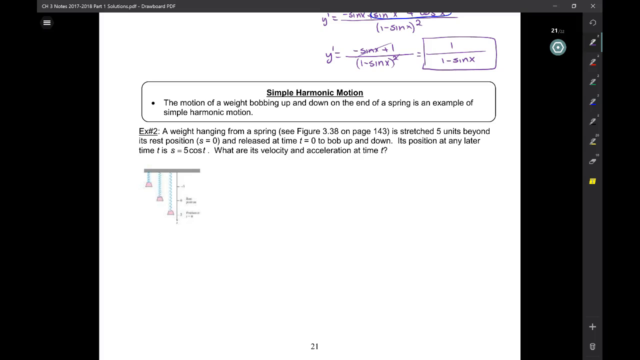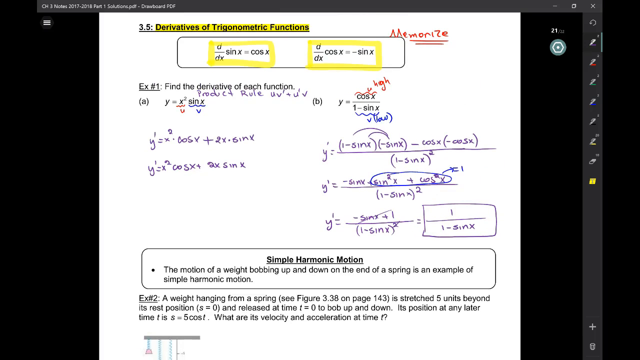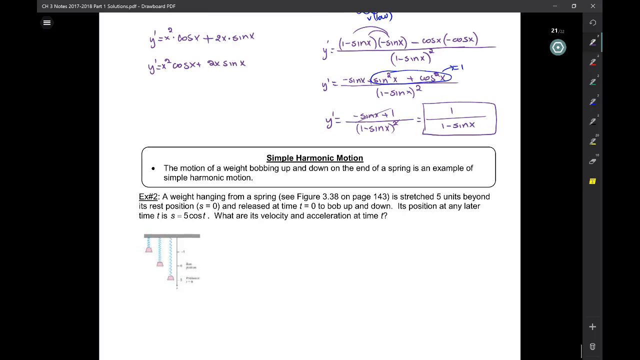It would oscillate back and forth, back and forth. So when it's moving in one direction, it's got positive velocity and then negative, and then positive and then negative. That's like a sine wave or a cosine wave. The velocity is positive, negative, positive, negative. Why I'm saying this is that one of the best applications of this is what we call simple harmonic motion.